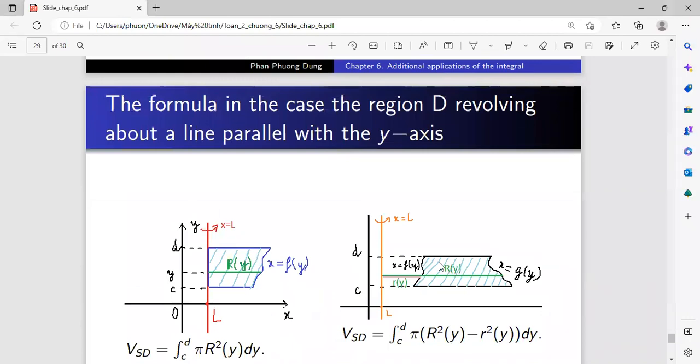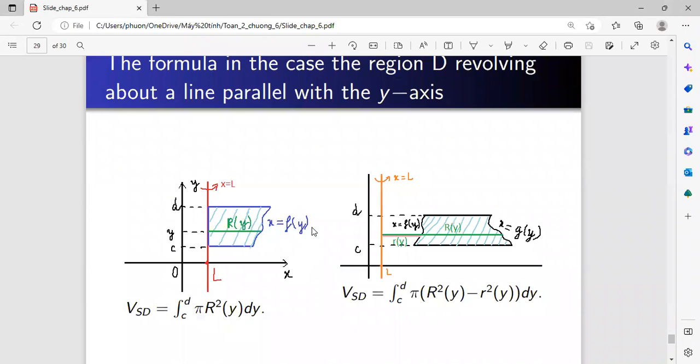In general, you can see the formula in the case the region is revolving about a line parallel with the y-axis. Look at the first picture. You can see a region which is bounded by the curves y = c, y = d, x = L, and x = f(y). By revolving our region about the line x = L, we obtain a solid of revolution. Our solid of revolution is totally a solid mass. When we cut perpendicular to the axis of revolution, we will have a cross section which is a round shape. So we use this method. But our axis of revolution here is parallel to the y-axis.